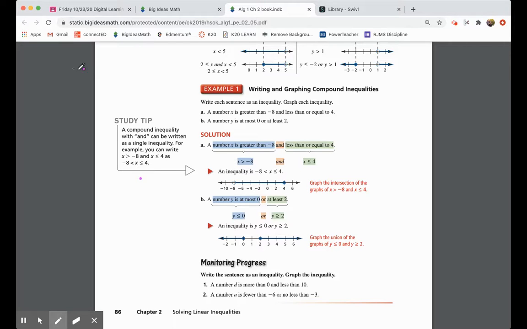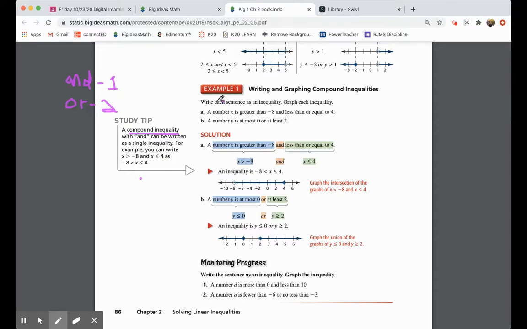If you want, somewhere on your paper, you might make a note. The word "and" is when you will have one compound inequality. By the word "and," you'll have one compound inequality. Then the word "or," you will have two separate inequalities. Once you get that written down, you can pause it or back it up if you need to.